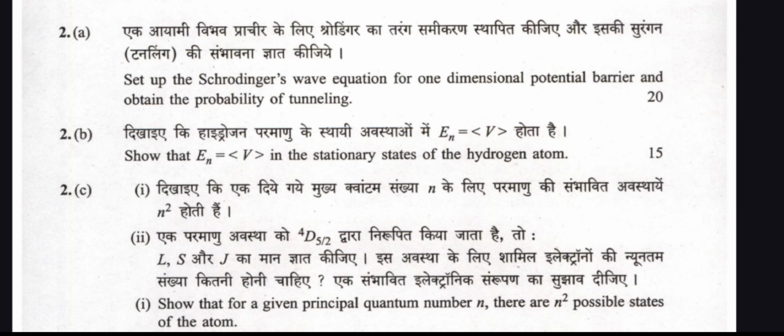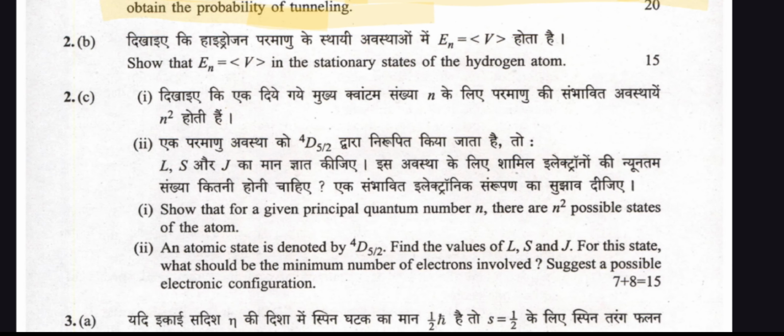Question number 2. Set up the Schrodinger wave equation for a one-dimensional potential barrier and obtain the probability of tunneling. And question number B. Show that En is equal to the expectation value in the stationary state of the hydrogen atom.